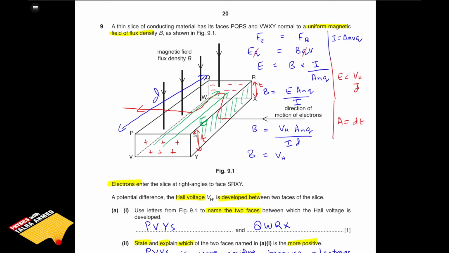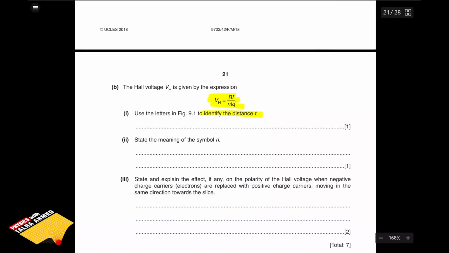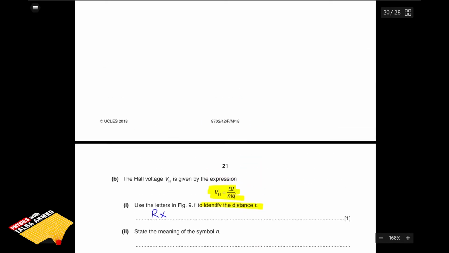Now you will replace A with D times T, and you can see that when you do it, D from the equation in the numerator and the denominator cancels out. And when you make V_H the subject of the formula, you get the exact equation which was already given to you in part B. So now we know what T is. T is the thickness of the face from where the electrons are entering.